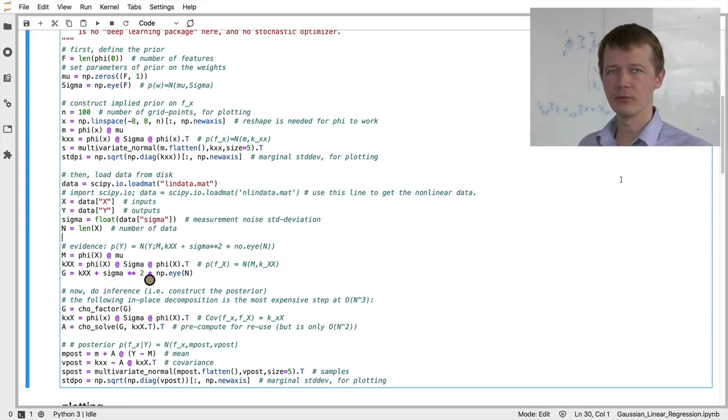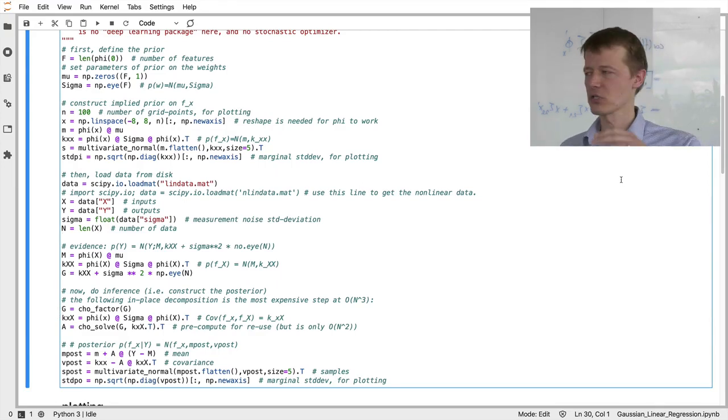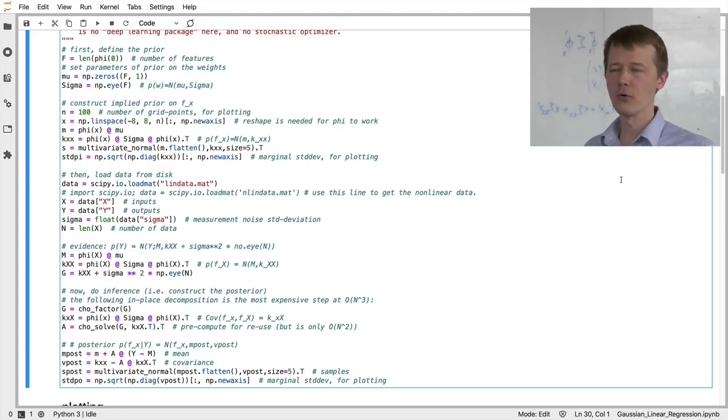Now we do the complicated computation. That's this line here, which is by far the most expensive bit of this entire cell. This pre-computes the Cholesky decomposition of this matrix. So it computes an upper triangular matrix, which you can then use for efficiently solving several linear systems.